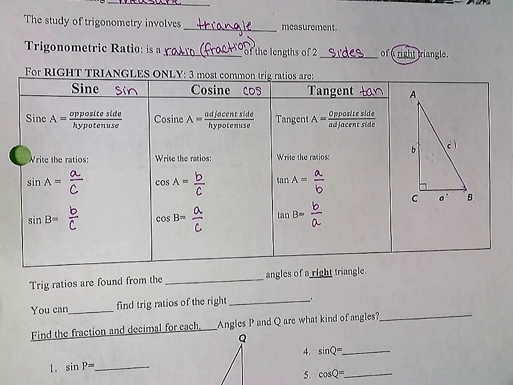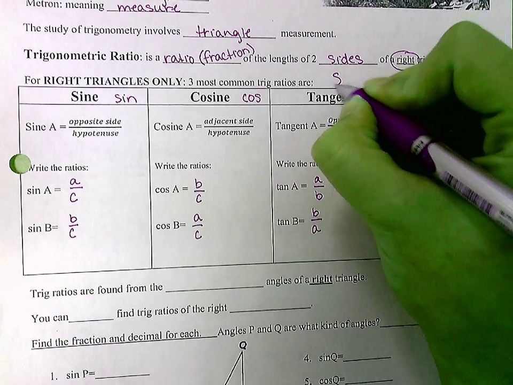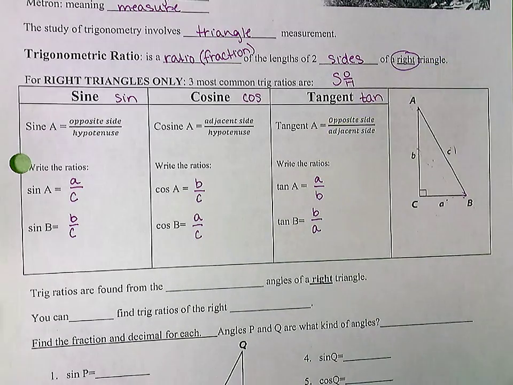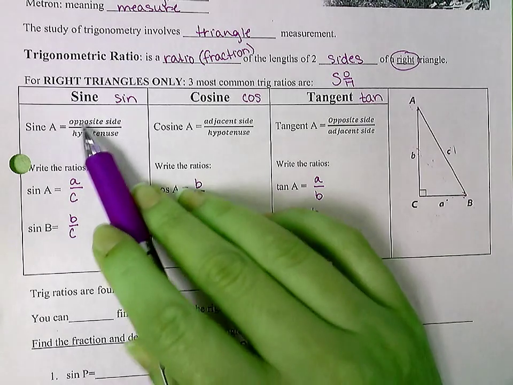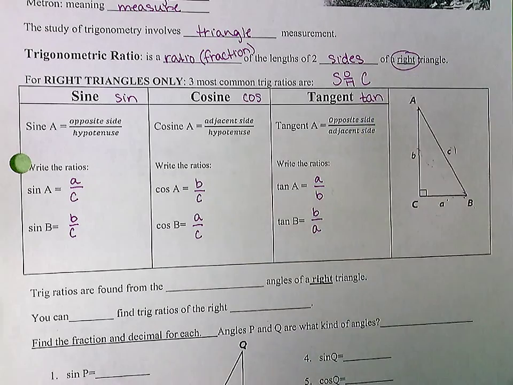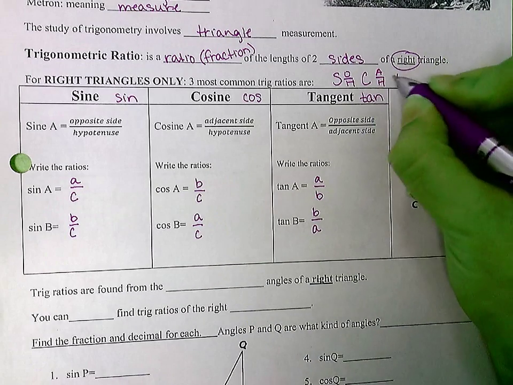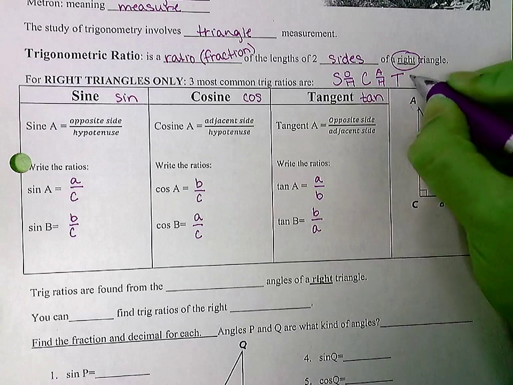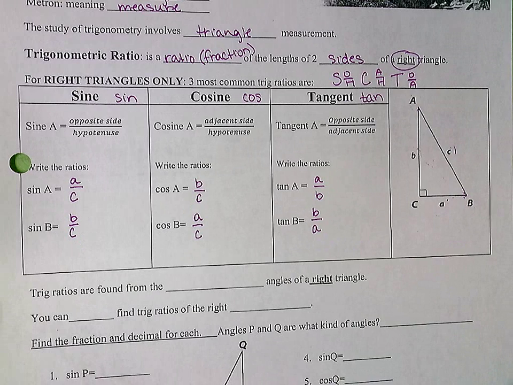What I said before, we can use SOHCAHTOA. So this is how I write it. SO is opposite over hypotenuse: sine is opposite over hypotenuse. Then CA, which is cosine, adjacent over hypotenuse. And then TOA would be T for tangent, opposite over adjacent. So that's where you get SOHCAHTOA from.